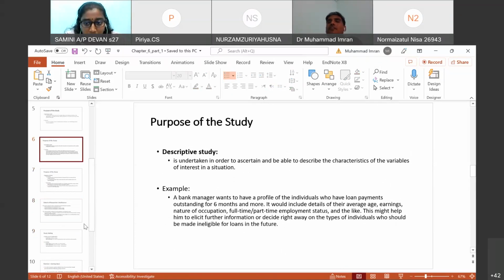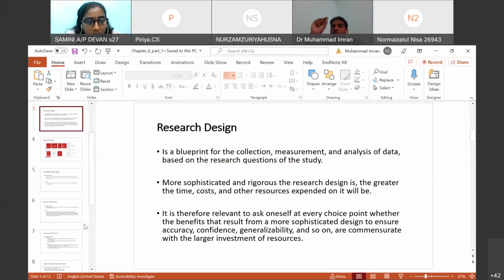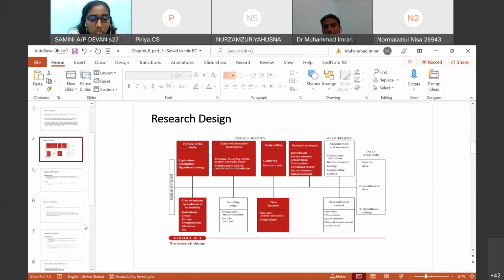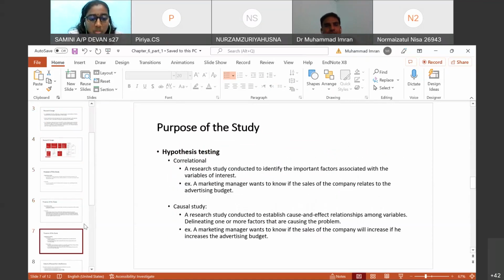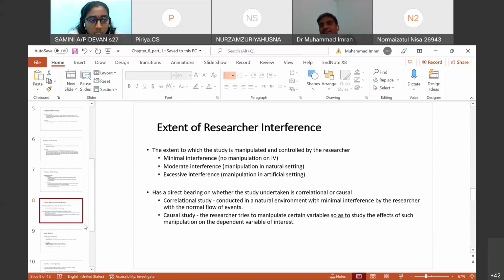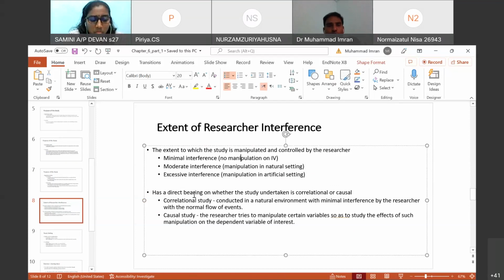Okay, we covered this. In the research design, when you are going to write the research design, you first tell about your study type. What is the nature of your study? Is your study exploratory, descriptive, causal, or relational? You must write this as point number one. Point number two, already discussed, is the extent of researcher interference. Interference means intervention. Basically, it is the extent to which the study is manipulated and controlled by the researcher: minimal interference, no manipulation. Let's discuss the whole phenomenon with examples.